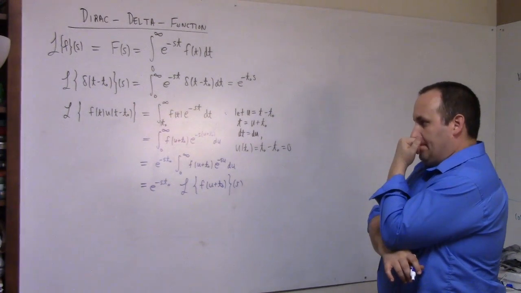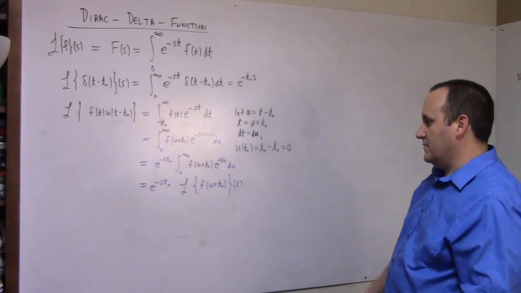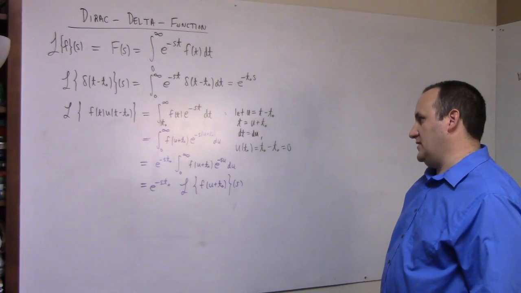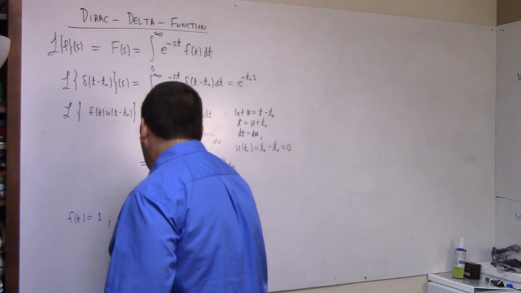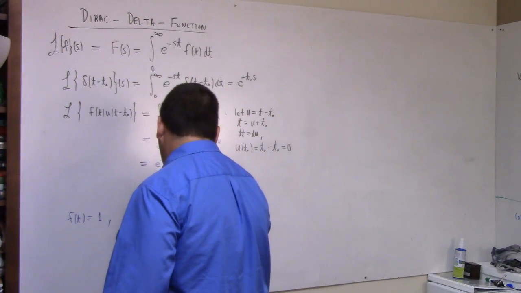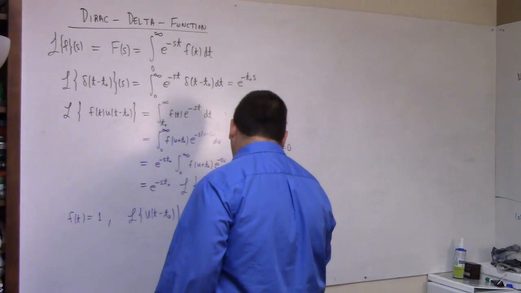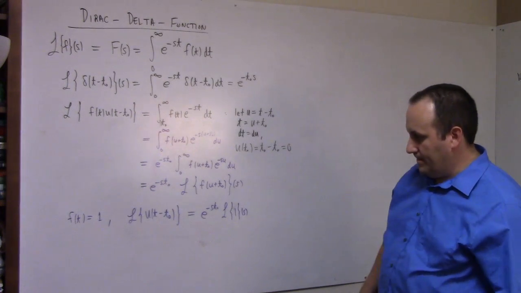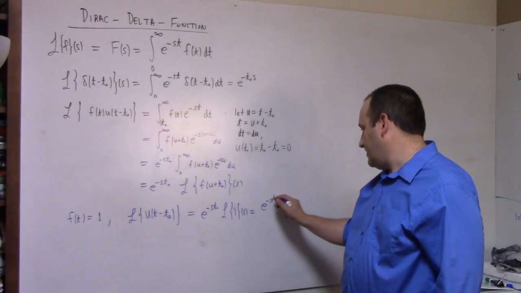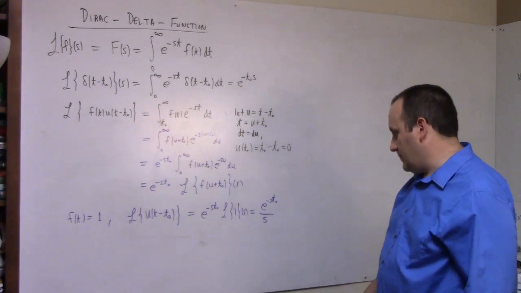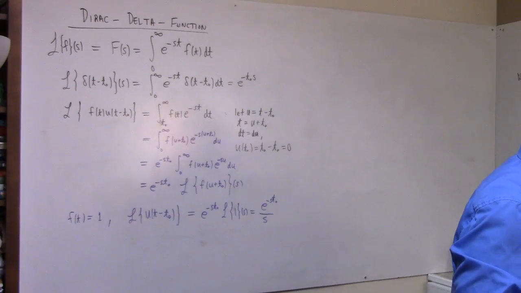All right, so let's see here. This gives us a rule for how we... In particular, if we take f equal to 1, right? Then the Laplace transform of the unit step function at t naught is just equal to what? What's the Laplace transform of 1? Do you remember? Excuse me, it's one over s. Sorry.